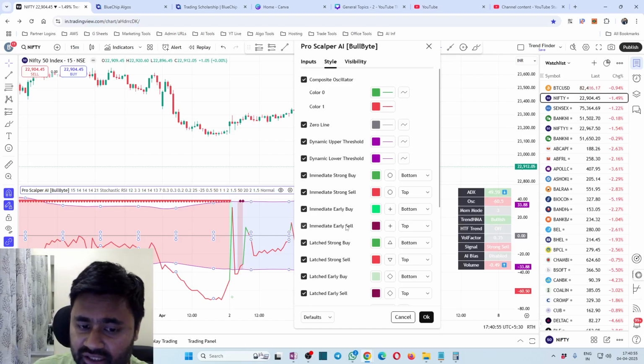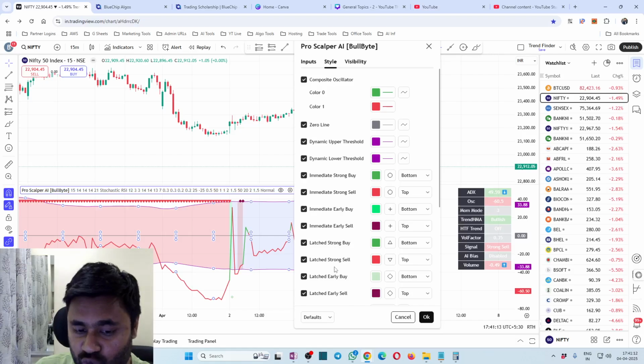Again, in immediate, there are four fields or four parameters here. In the immediate, there is strong buy/strong sell and then early buy/early sell. Even in latched also, there is strong buy/strong sell, early buy/early sell. Okay, since we selected latched, let's discuss this.